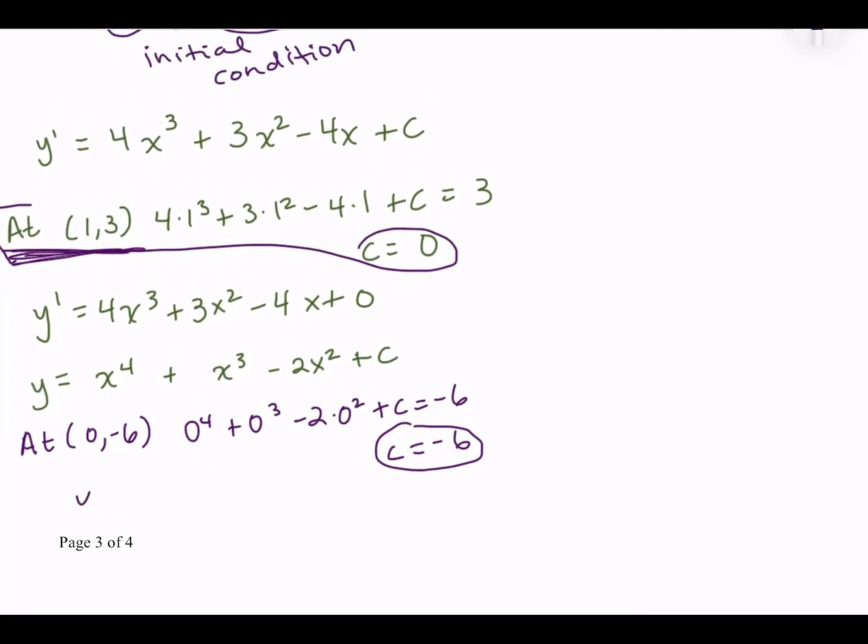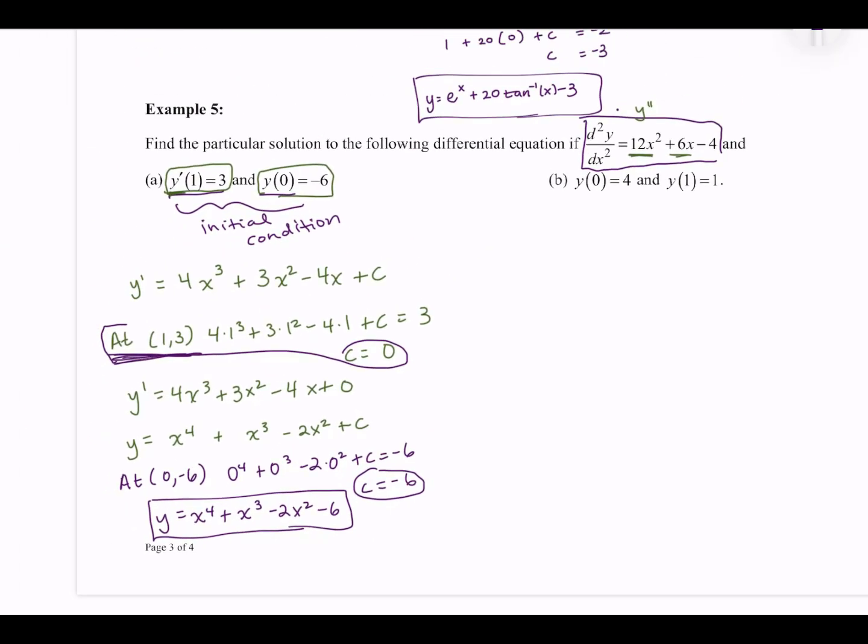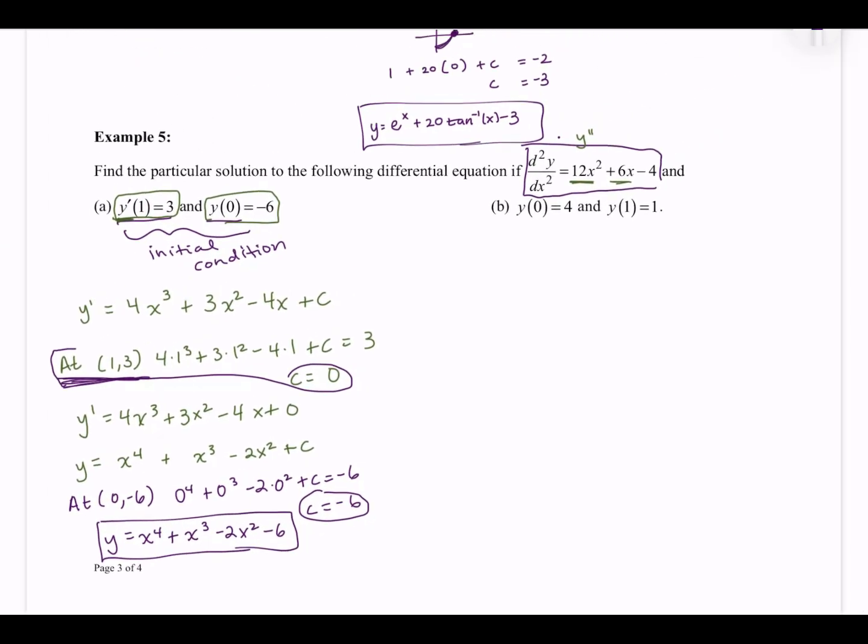So I found my c that I can plug in to y to find my specific solution. So y equals x to the 4th power plus x cubed minus 2x squared minus 6. And there is my particular solution to the differential equation.